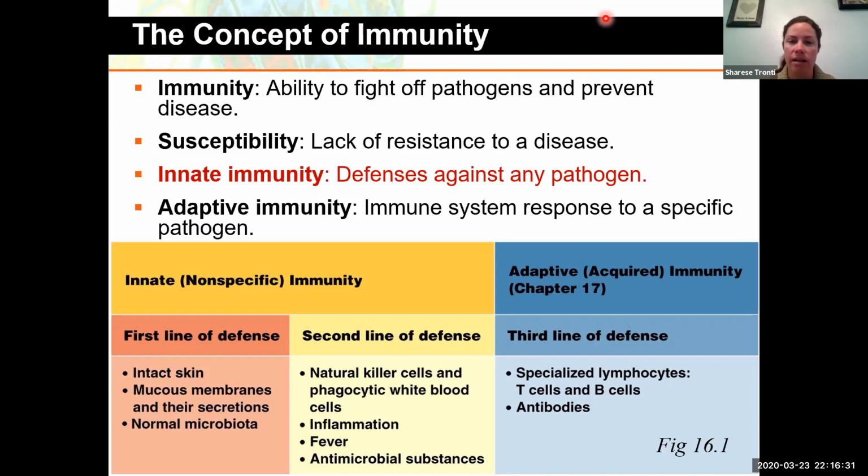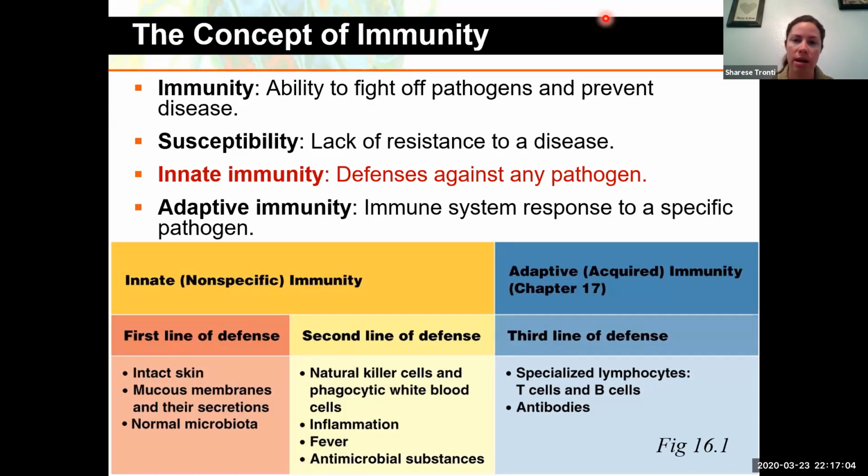The innate side is a generic attack, and it is always there. So even before the pathogen enters into the body, it's there and it's ready to provide protection against a disease. Whereas adaptive immunity is more specific towards a specific type of pathogen, and that takes some time to build. That will be our focus in our next lecture. Our lecture today will be going over innate immunity.